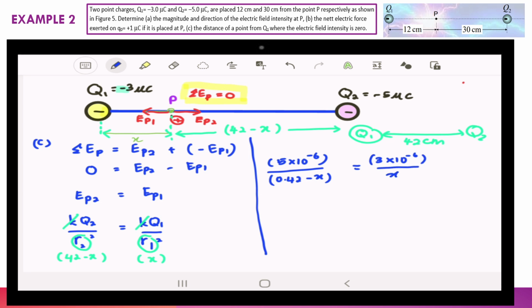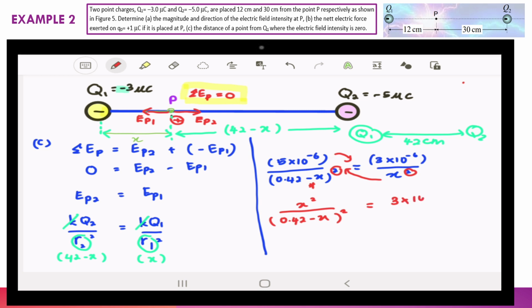And R1 is x. Okay, so now this one we have squared here. Don't forget, please don't expand the quadratic equation here. So we will bring the x squared to the other side so that all the unknown is on one side only. So we have x squared over 0.42 minus x squared equal to, so we bring the 5 microcoulomb downward.